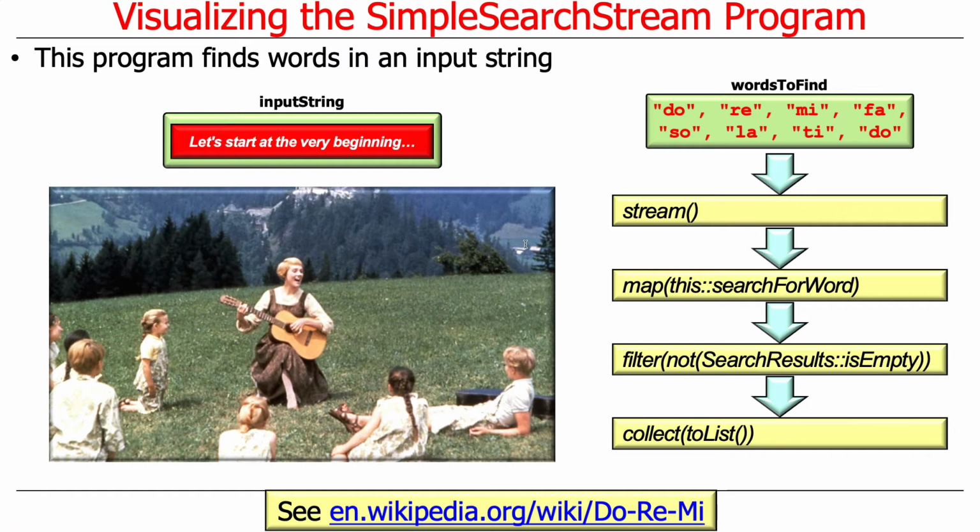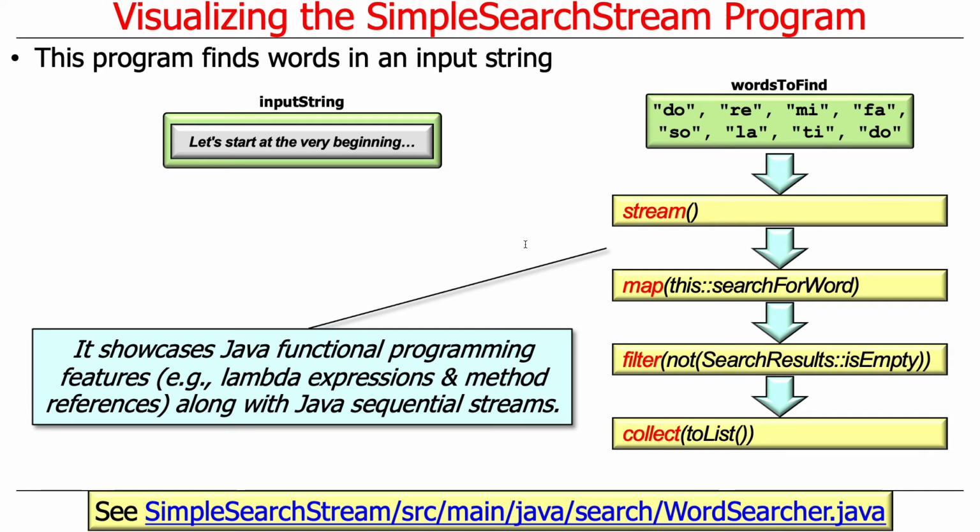Just for fun, we're going to use the words from a famous song from the musical The Sound of Music, called the Do Re Mi song. We'll look up the words Do Re Mi Fa Sol La Ti and Do. But we already had Do once, so we don't need to have it twice. And we'll see how many occurrences of those words appear in the particular lyrics to the song. Of course, we'd expect to find them because they appear all over the place. This example is picked because it showcases a bunch of Java functional programming features like lambda expressions and method references, along, of course, with Java sequential streams.